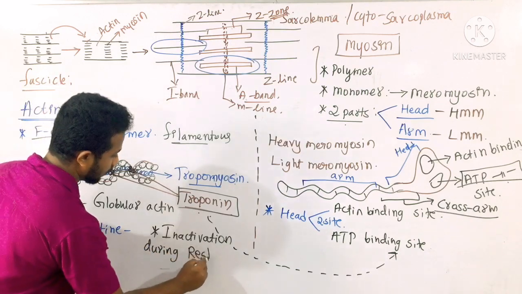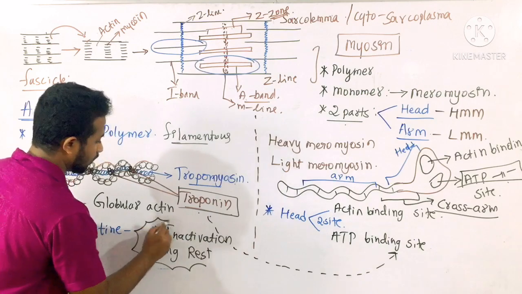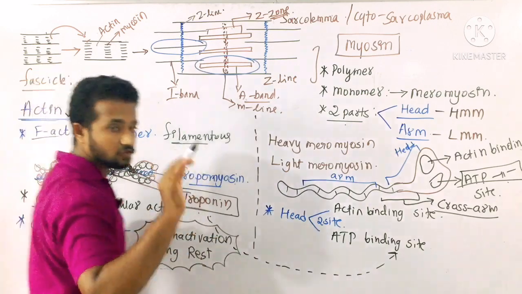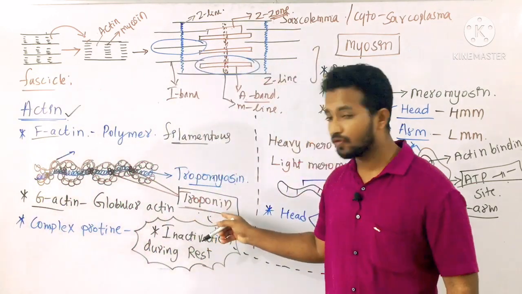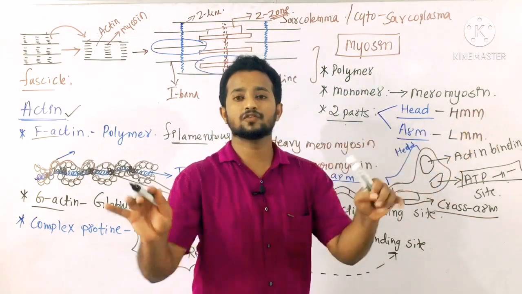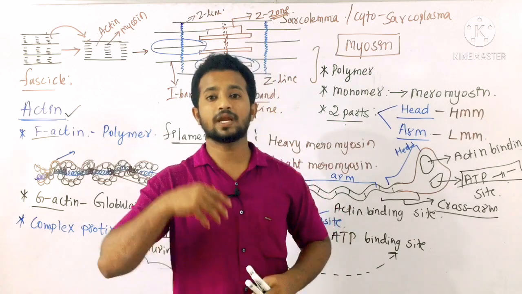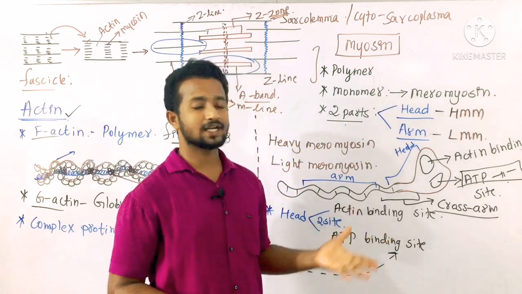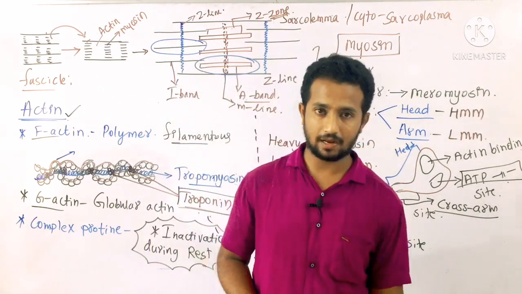How does it get inactivated? During the inactivated stage, if there is no muscle contraction, this troponin goes and binds to the ATP binding site, so that there is no spending of ATP. If ATP is not spent, energy is not spent, and if energy is not spent, no muscle contraction takes place. Clear?